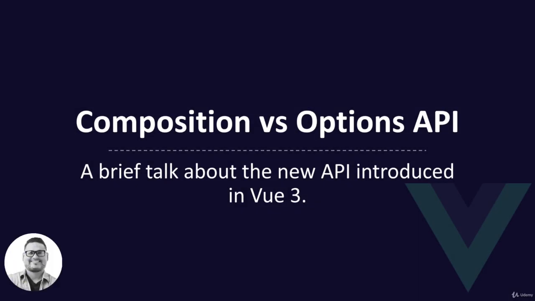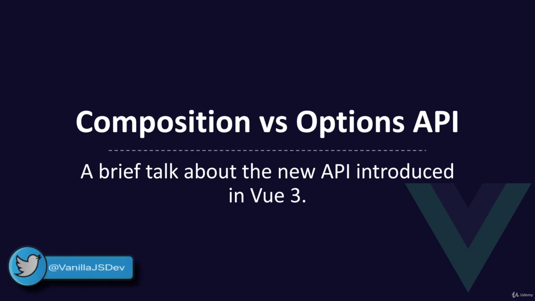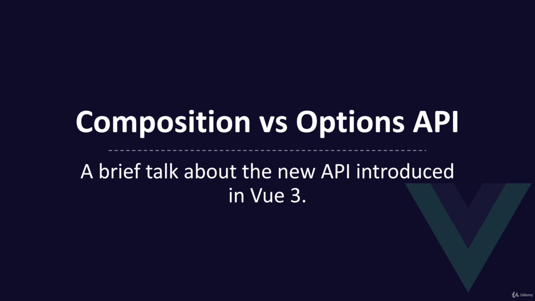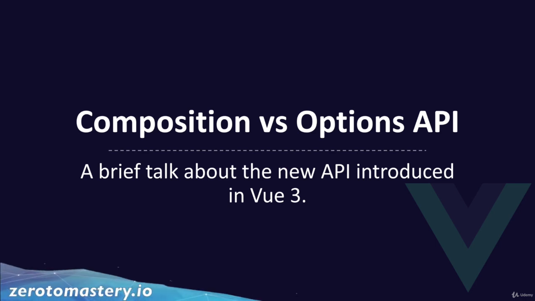We haven't had the opportunity to write a single line of code yet. However, I wanted to create this lecture to discuss an API that's had a bit of controversy in the Vue ecosystem. Vue 3 was recently released. With this release, they've introduced a new API called the Composition API. It's a different way of building Vue applications.